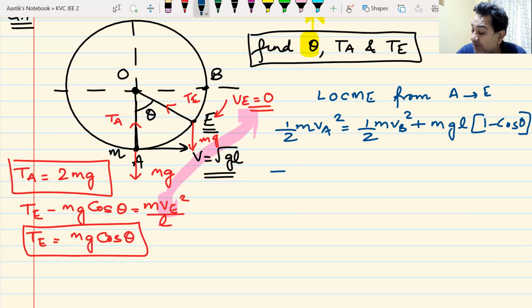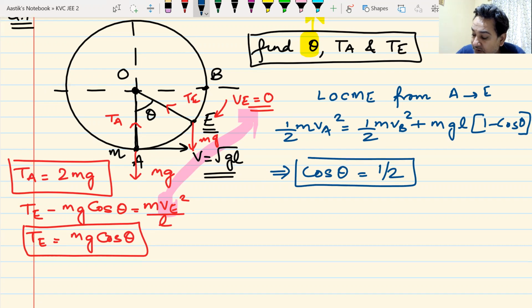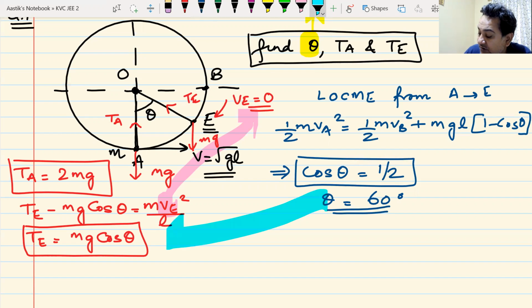From here, putting the values, you will get the value of cos theta as half. I hope most of you have got this. That means theta becomes 60 degrees. So it will rise up to a height of 60 degrees. As soon as I know theta is 60 degrees, I can write it here: the value of tension at point E becomes mg by 2.